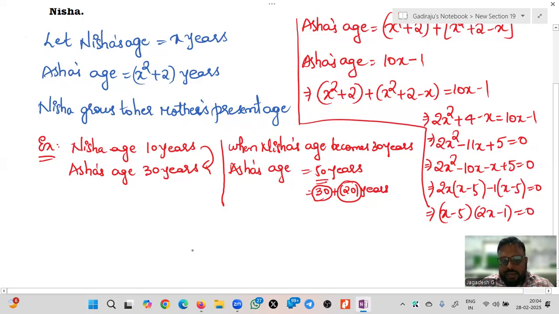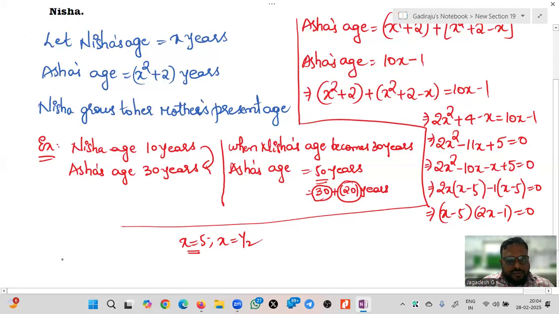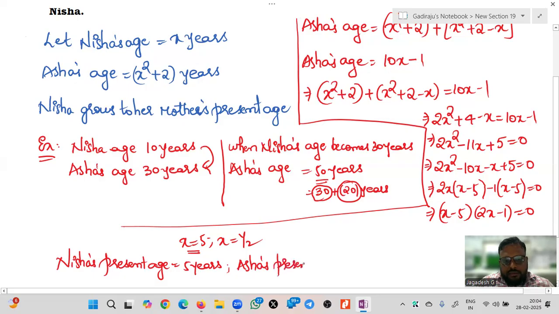From here, x will be 5 and x will be 1 by 2. Anyhow, age cannot be taken as a fraction, so it is not 1 by 2. It will be 5 years. So when x is 5 years, that means Nisha's present age is 5 years. Then what about Asha's present age? Asha's present age will be 5 square plus 2, that will be 27 years. This is the problem. I hope you got this one. Thank you.